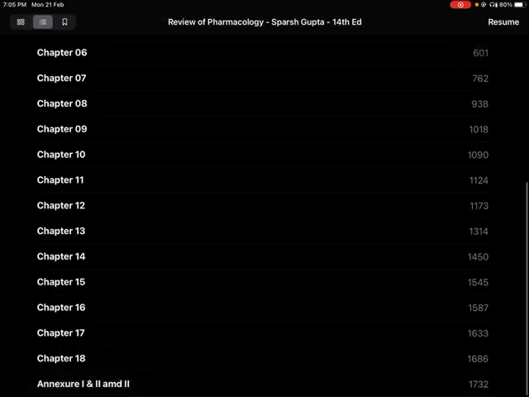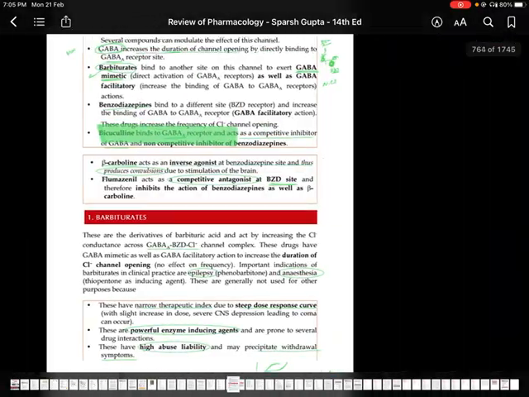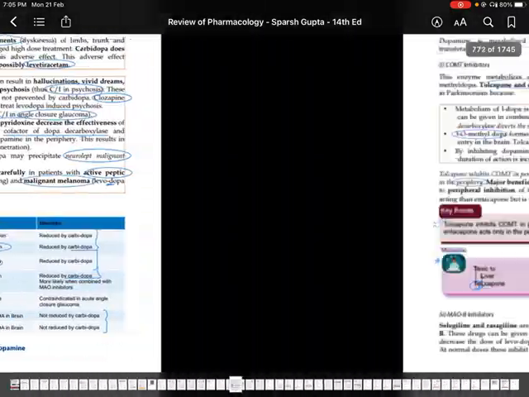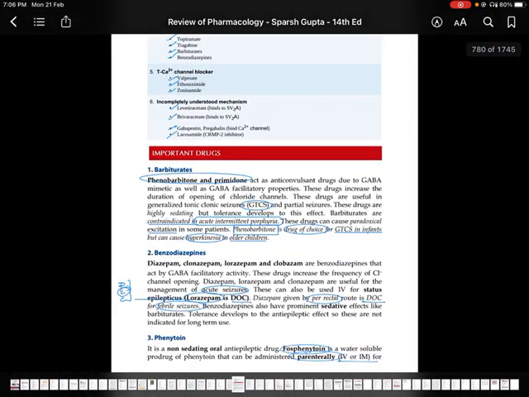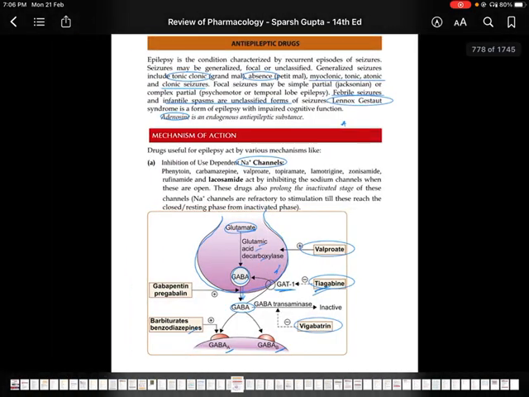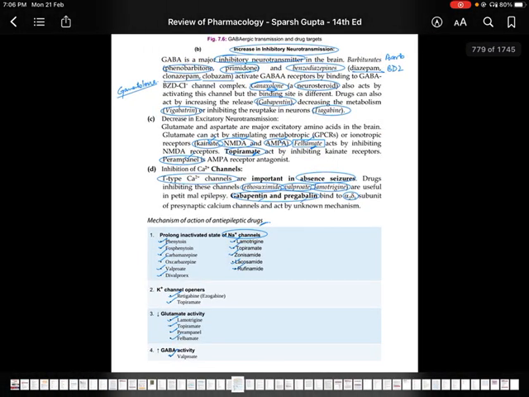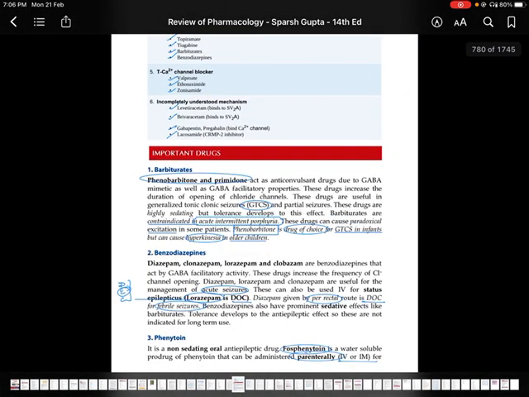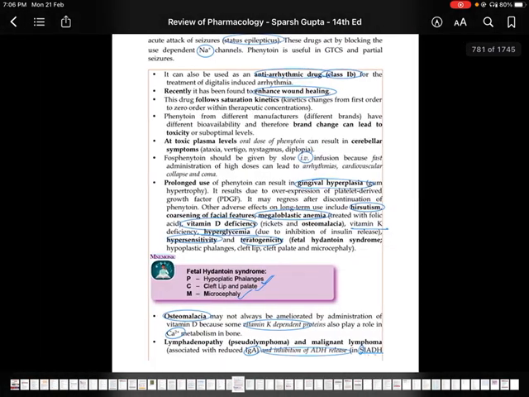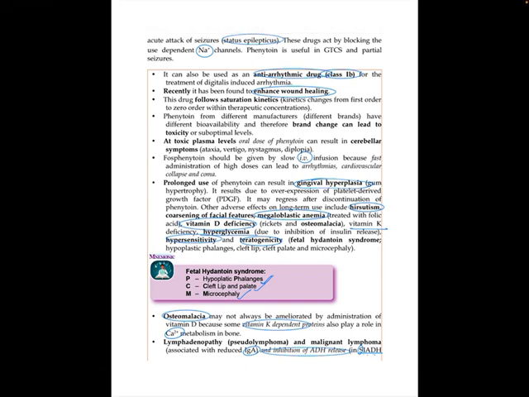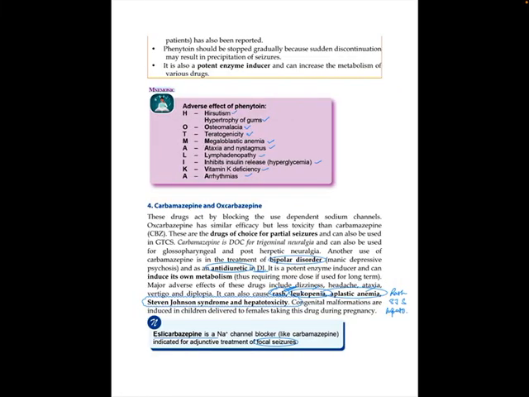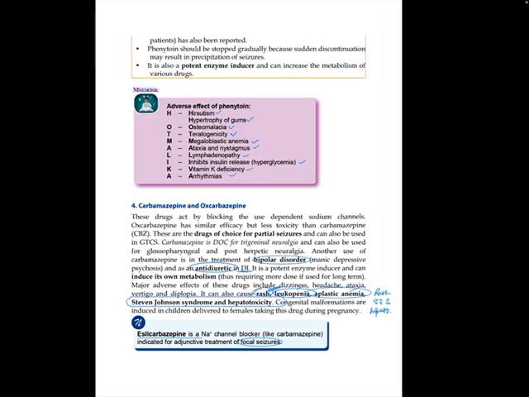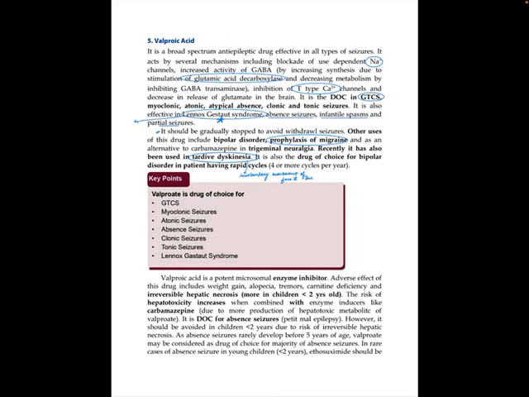Yes, so we are continuing with the CNS and anti-epileptic drugs. So we had done all of these important drugs, barbiturates we had done, benzodiazepine, phenytoin, we had done all of these, and we had done carbamazepine and oxcarbazepine. Now we will be doing valproic acid.